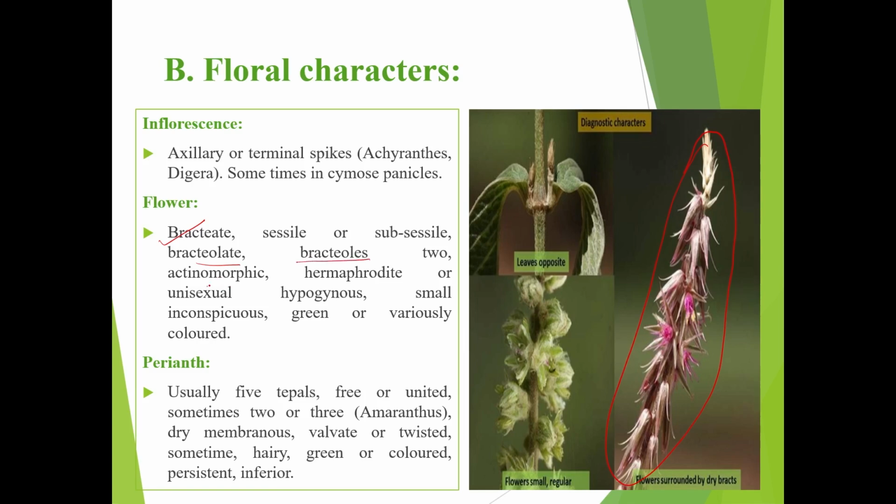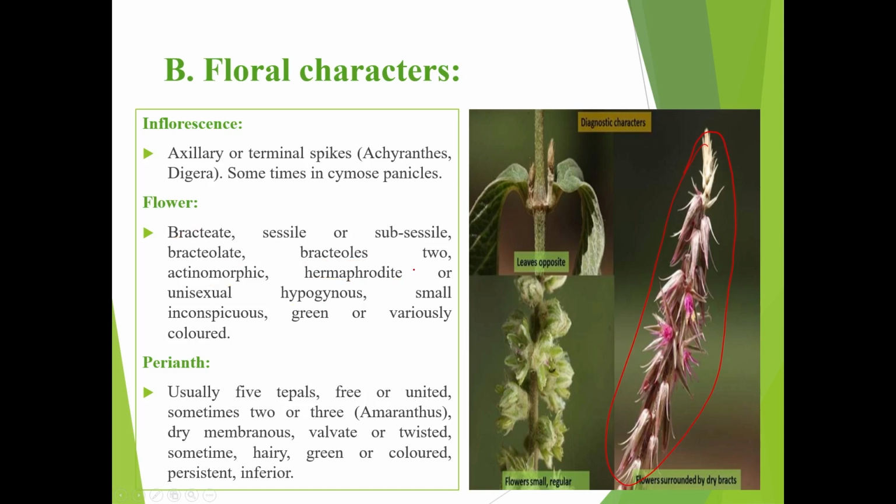The flowers are actinomorphic, that means they have radial symmetry. Hermaphrodite, that means bisexual, or sometimes unisexual. Hypogynous, and the flowers are very small, inconspicuous, green, and sometimes variously colored, but in general they are green in color as you can see in this image.